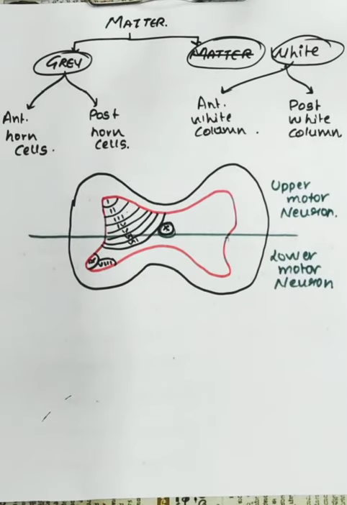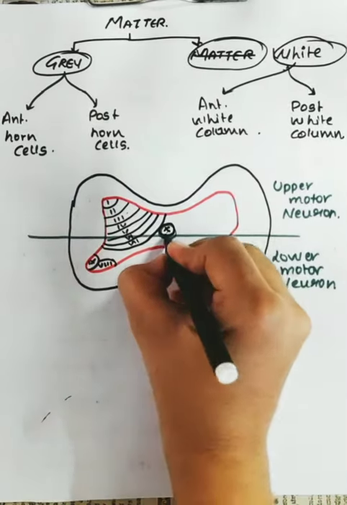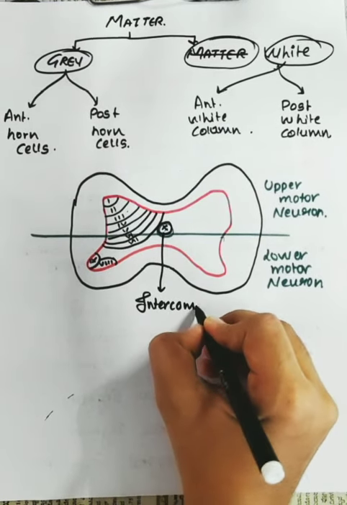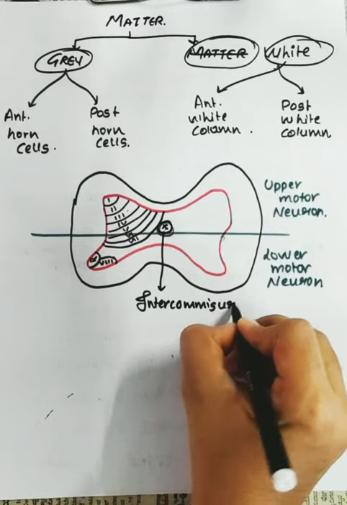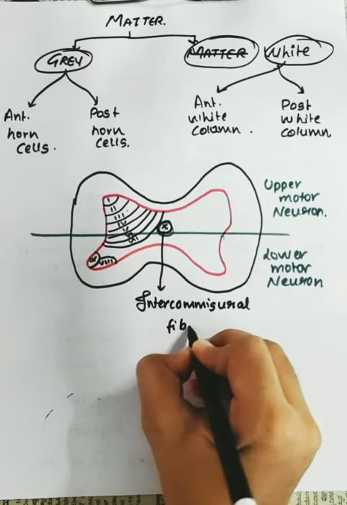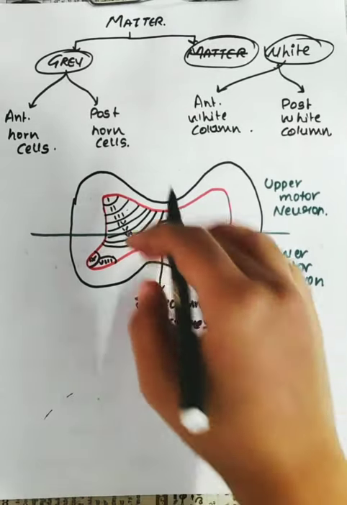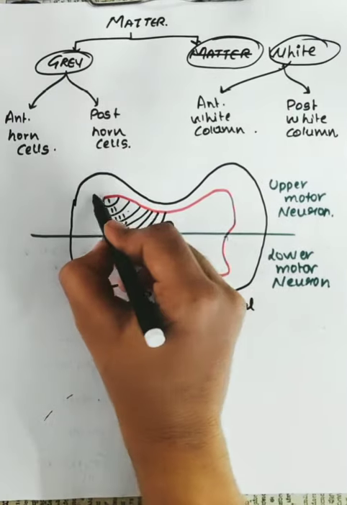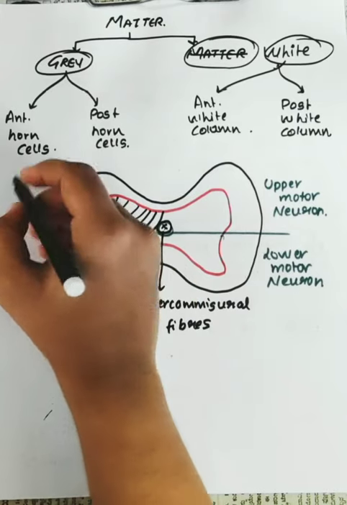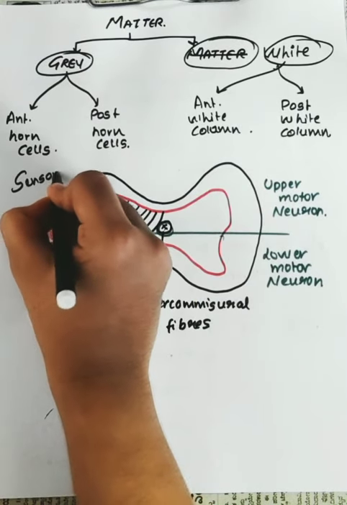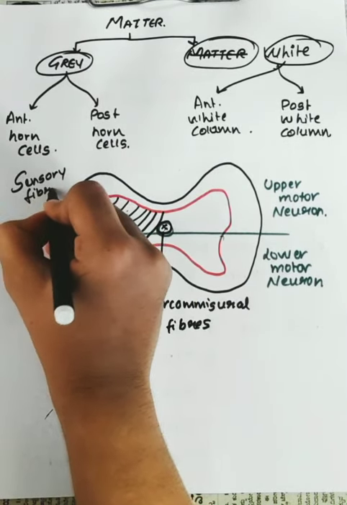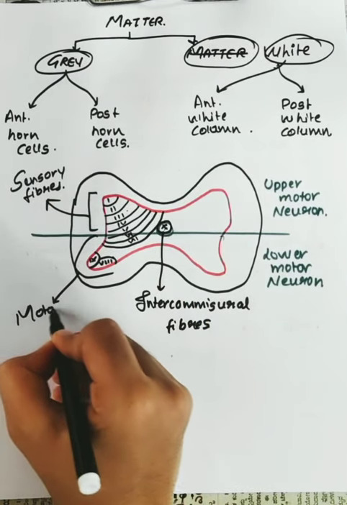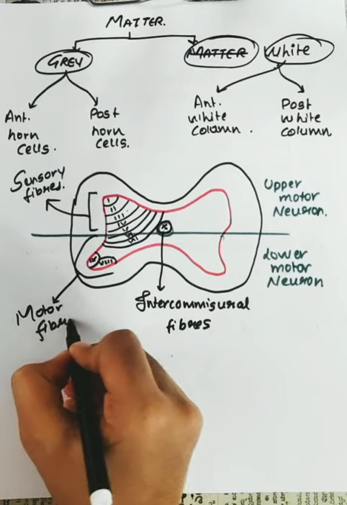The 10th segment is also known as the intercommercial fibers, which allows the connection between the sensory as well as the motor fibers. From 1 till the 6th one, they are known as the sensory fibers, and the rest is known as motor fibers.